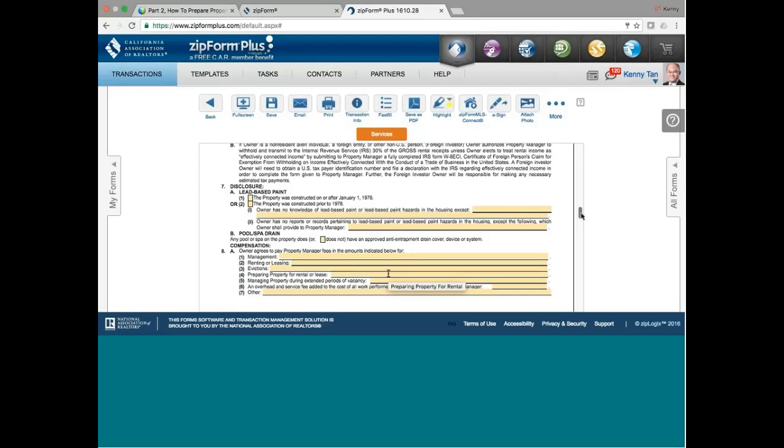So, you have to specify one thing or another depending on the situation. Pool drain, any pool or spa, approved anti-entrapment drain. That's actually for the owner to decide. The default says it does have an approved anti-entrapment drain cover device or system if you have a pool.